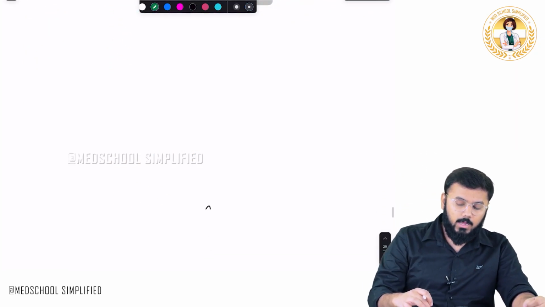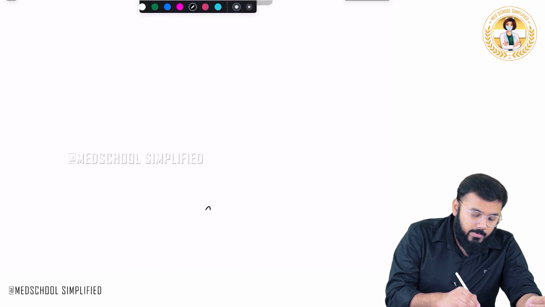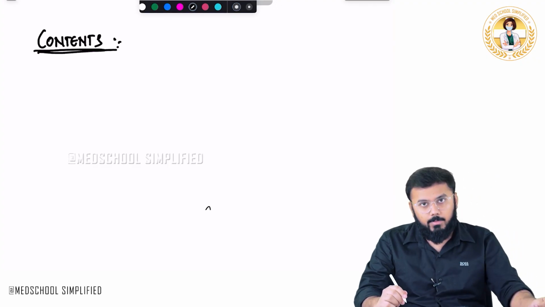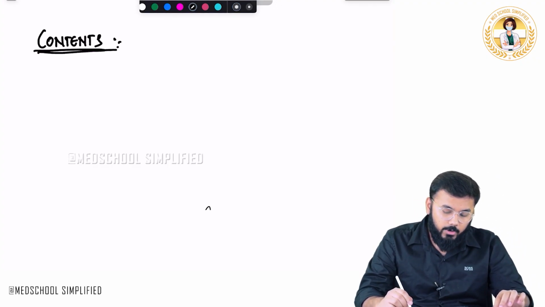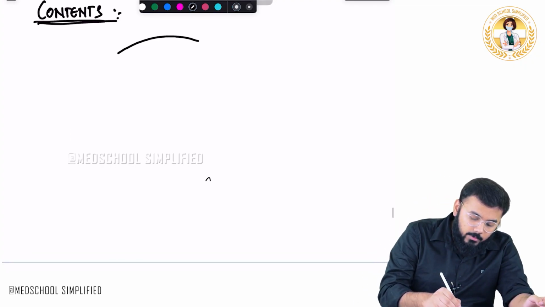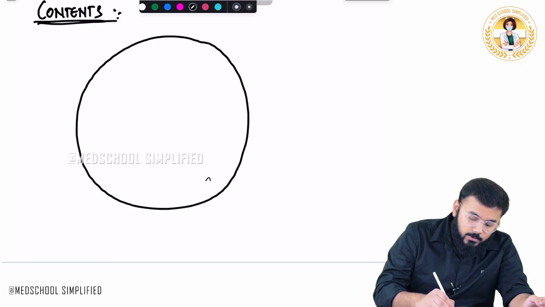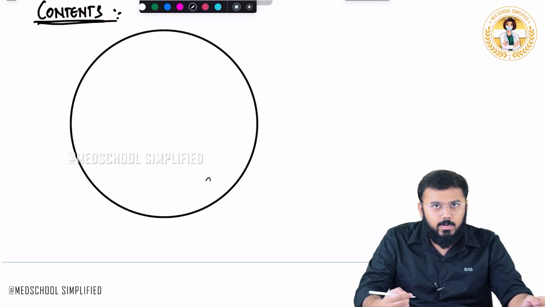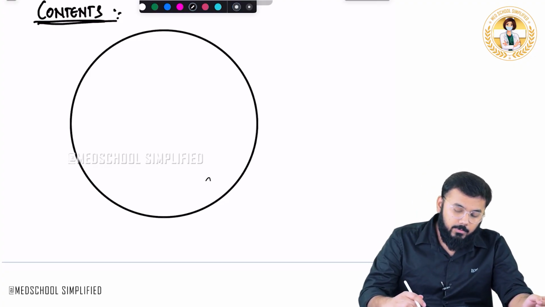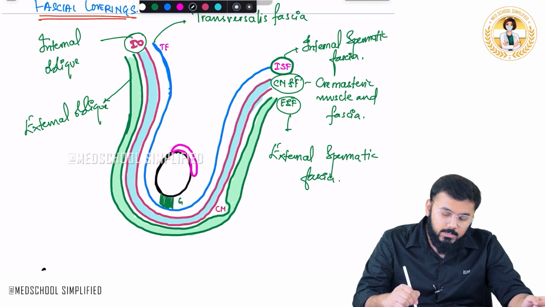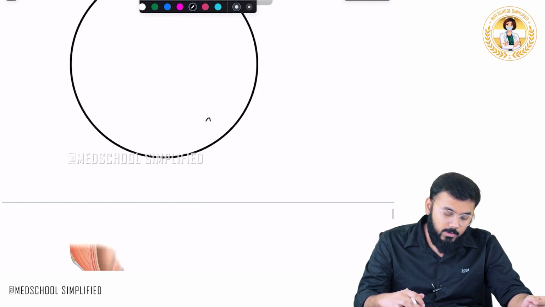Now, what are the contents of the spermatic cord? What are the important contents of the spermatic cord, guys? You should know a few important things. If I make a section of the spermatic cord, what is the outermost layer called? The outermost layer of the spermatic cord is called external spermatic fascia. After external spermatic fascia, the next is the cremasteric muscle and fascia, and after that you have the internal spermatic fascia.